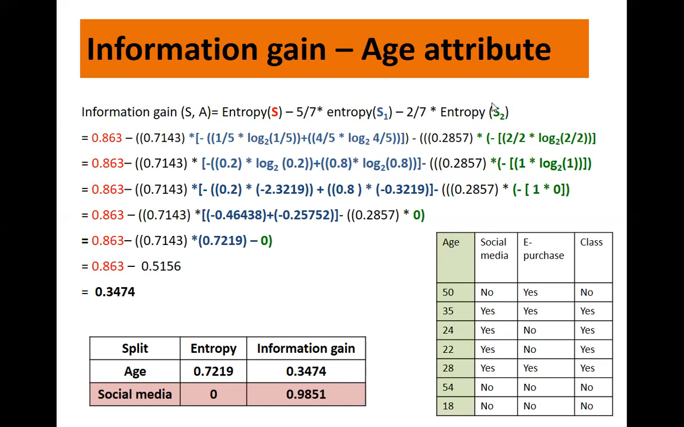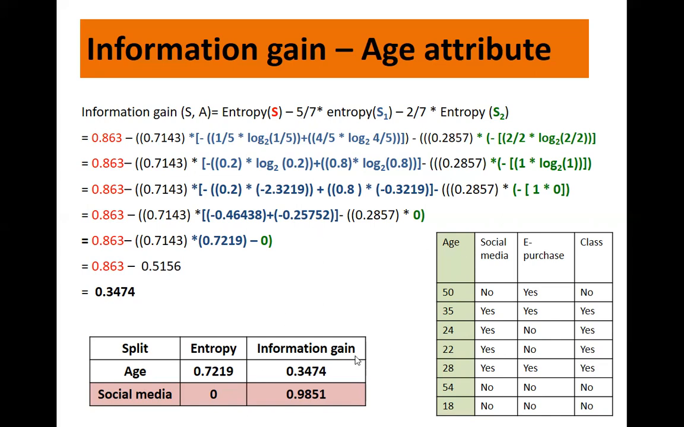That is the S2 subset, and this is the S1 subset, where all the samples are where the age is less than 40, and S2 has all the samples where the age is greater than 40. So we have 5 samples whose age is less than 40 and 2 samples whose age is greater than 40. So 5 by 7 into entropy of S1, 2 by 7 into entropy of S2. Now, out of 5 by 7, we have 4 samples whose class label is yes, and there is 1 sample whose class label is no. So again, for entropy of S1, this is Pi and this is Qi, because the class labels are different.